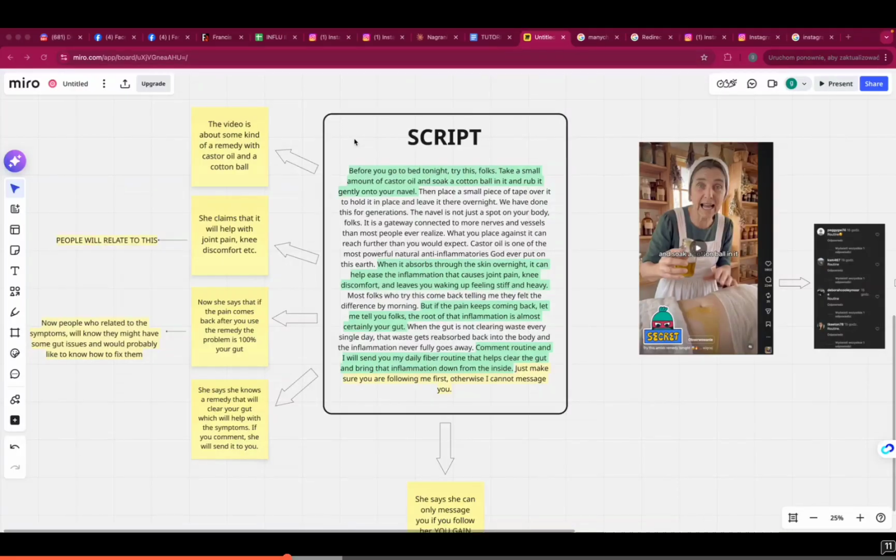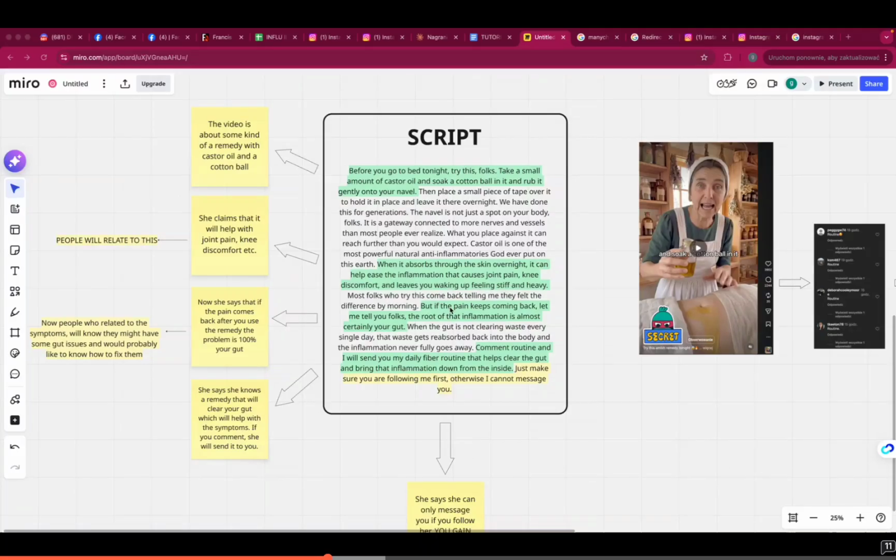So we know that it's about castor oil and cotton balls, so it's probably some kind of remedy. When it absorbs through the skin overnight, it can help ease the inflammation that causes joint pain, knee discomfort, and leaves you waking up feeling stiff and heavy. Okay, so we know that if you soak a cotton ball in castor oil and rub it somewhere, it will help ease the joint pain, inflammation, knee discomfort, etc. All right. So right now we will have some people relate to those exact problems.